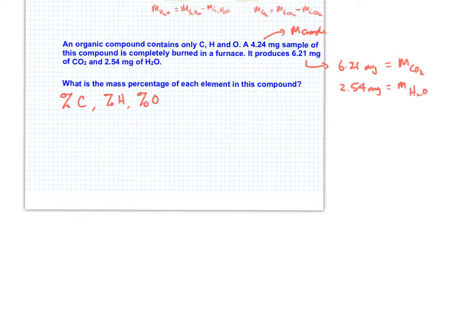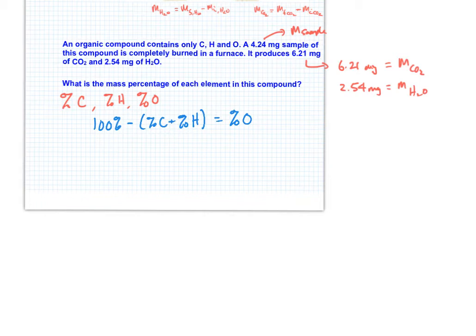If you look at this problem carefully, we're not told anything specifically about the oxygen. And a lot of times these problems do not have anything about oxygen. So we're going to have to figure out the oxygen by process of elimination. If we can figure out the percent carbon and the percent hydrogen, then we should be able to figure out the percent oxygen. How can we do that? Well, we start with 100%, and if we subtract the percent carbon plus the percent hydrogen, that should equal the percent oxygen that's left.